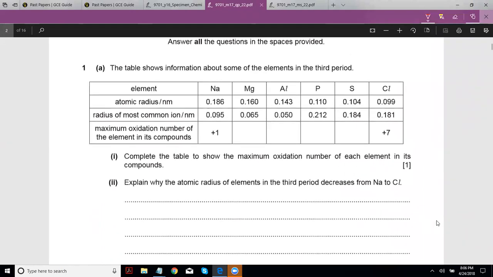The table shows information about some of the elements in the third period. Complete the table to show the maximum oxidation number of each element. तो यार with metals तो chilling है. Metals की तो क्योंकि बेचारों की these are not your transition metals, but period 3 में तो इनकी बस एक ही oxidation state होती है.